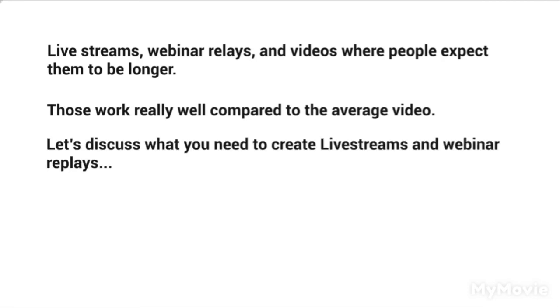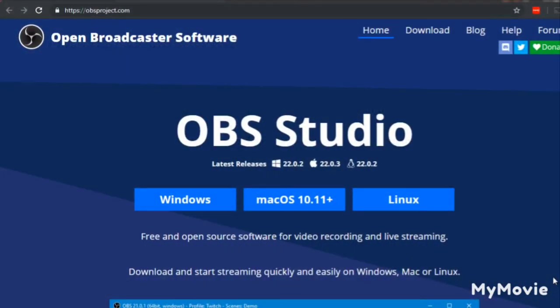So let's discuss what you need to do in terms of software or even web applications that you need to create live streams and webinar replays. So in order to create a YouTube live stream, you're going to need to have a broadcasting software. There are many. You can go to YouTube and type in live stream, how to set it up, and there's a lot of videos on that. But this is one particular one that we have used and that has worked really, really well for us.